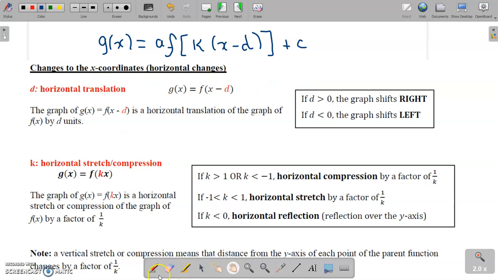Now for the x coordinate, initially we've got the d value, and the d value translates the original graph to the left or to the right. If d is greater than 0, the graph shifts right, and if it's less than 0, it shifts left.